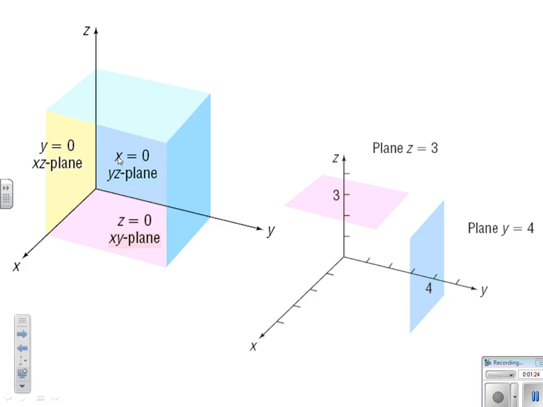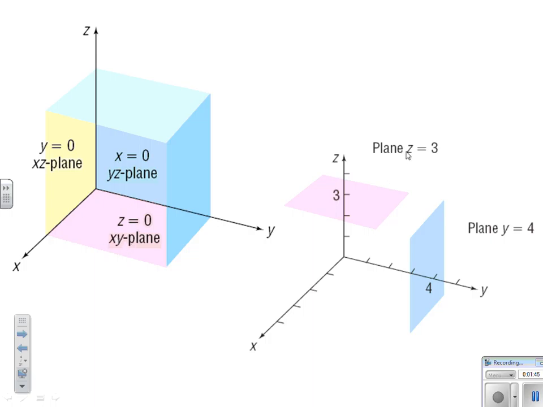When x is equal to 0, what results is the z-y plane. When y is equal to 0, the xz plane results. And when z is equal to 0, the xy plane results. This bottom guy right here.